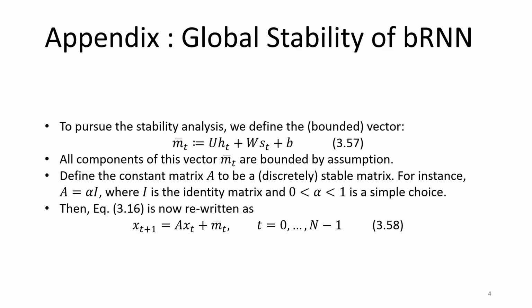To pursue the stability analysis, we define the bounded vector m_t as equation 3.57. All components of this vector m_t are bounded by assumption. We also define the constant matrix A to be a stable matrix, that is, it has eigenvalues with moduli less than unity in absolute value. For instance, A equals alpha times I, where I is the identity matrix and alpha, a parameter, ranges from 0 to 1. We then rewrite equation 3.16 as 3.58.